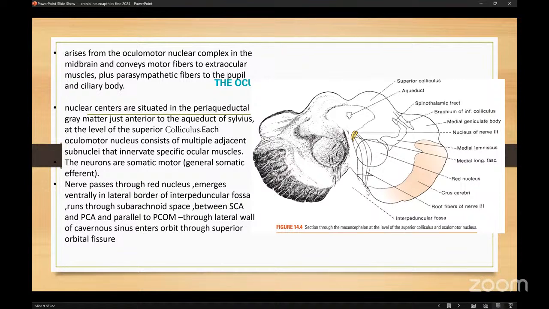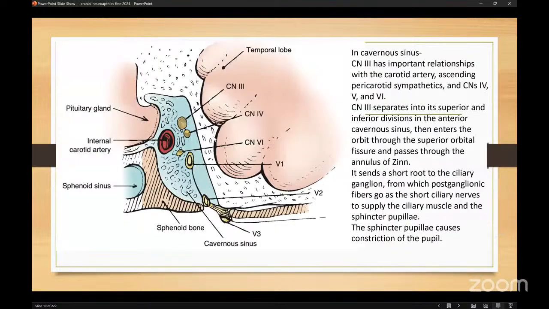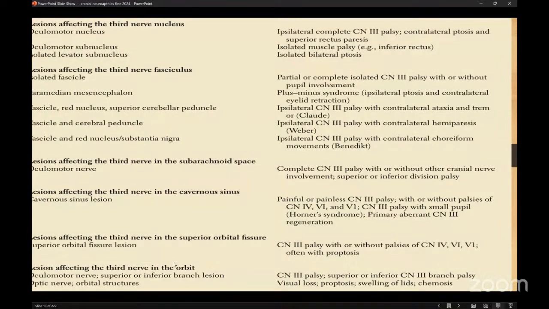Once it leaves the brainstem, that is, once it leaves the midbrain, this area is called the cisternal segment, where it lies in the subarachnoid space. Then it enters into the lateral wall of the cavernous sinus. That is the cavernous part of the third nerve. Then it comes out and divides into two divisions, superior and inferior, and both of them enter into the superior orbital fissure and finally into the orbit. So we will have localization for all of this.